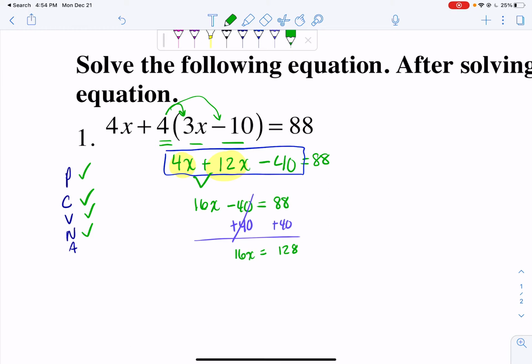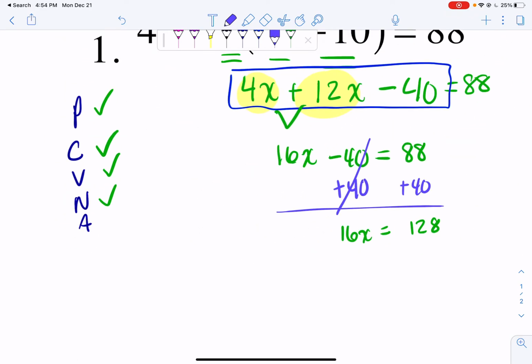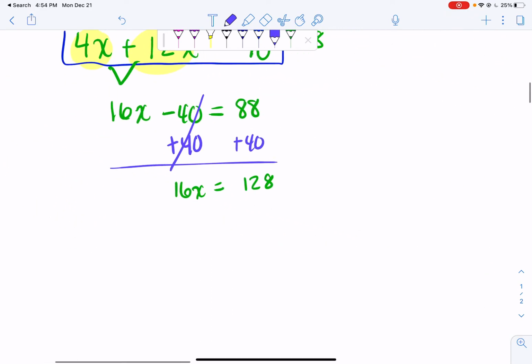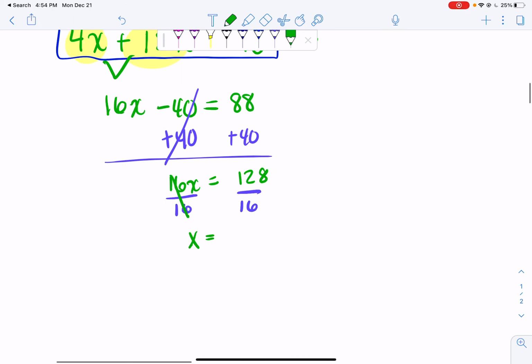Now what we're going to do is the A part. To get rid of that number attached to your x, you get rid of it by dividing. So I'm going to divide both sides by 16. When I divide by 16, I get x is equal to 128 divided by 16.